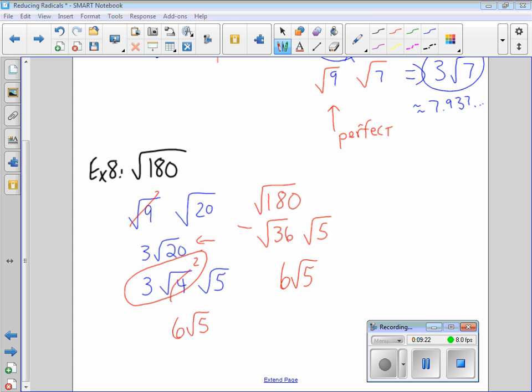So I sometimes try to look for the biggest possible perfect square that goes into a number, but when you're starting off like this, it's probably safer and easier for you to just look for the little bits, the smaller numbers that go into it. Let's go on to the next stuff.